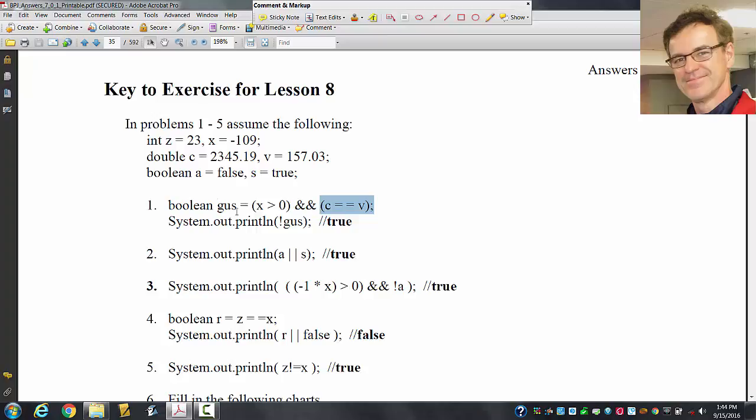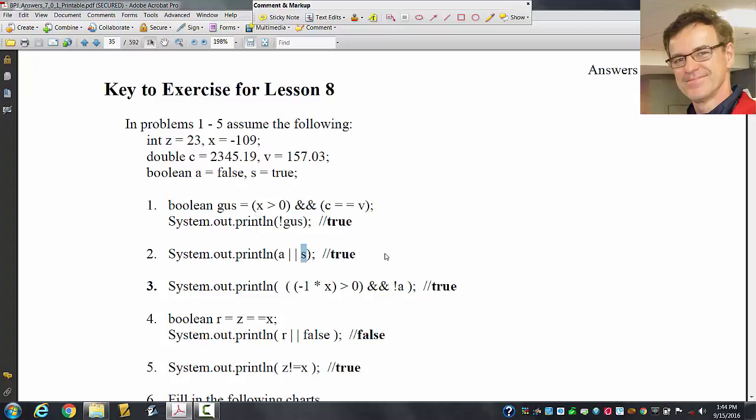So false gets stored in Gus. And we do not Gus, which is not false. So what's not false? You see right there, not false is true. A or S, false or true. As long as one side of a or is true, it's true. And the right side is true, so it's true.